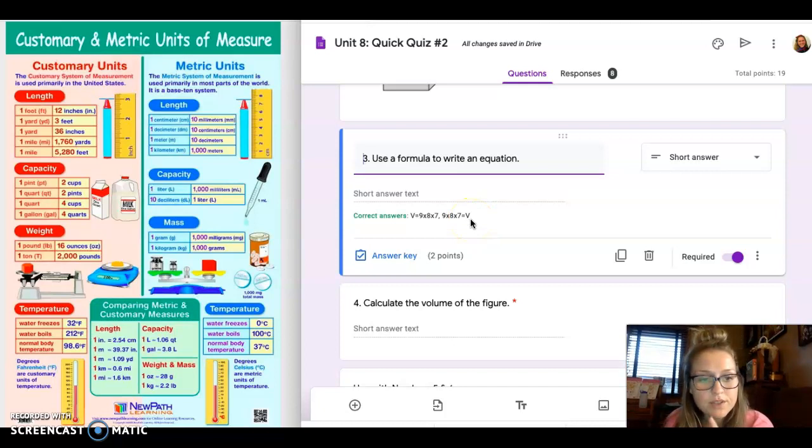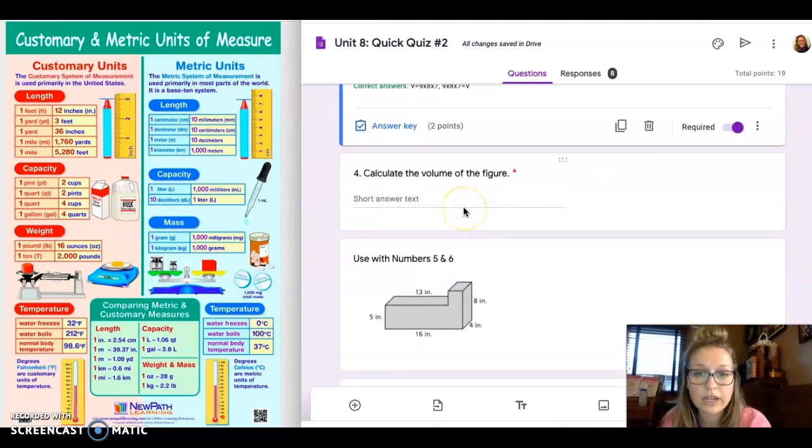The cool thing about this quiz and this format is if you write 7 times 8 times 9 and I don't have it programmed to say that that's correct, I just go in and I just say correct, and then I'll send you your score back with your updated corrections.